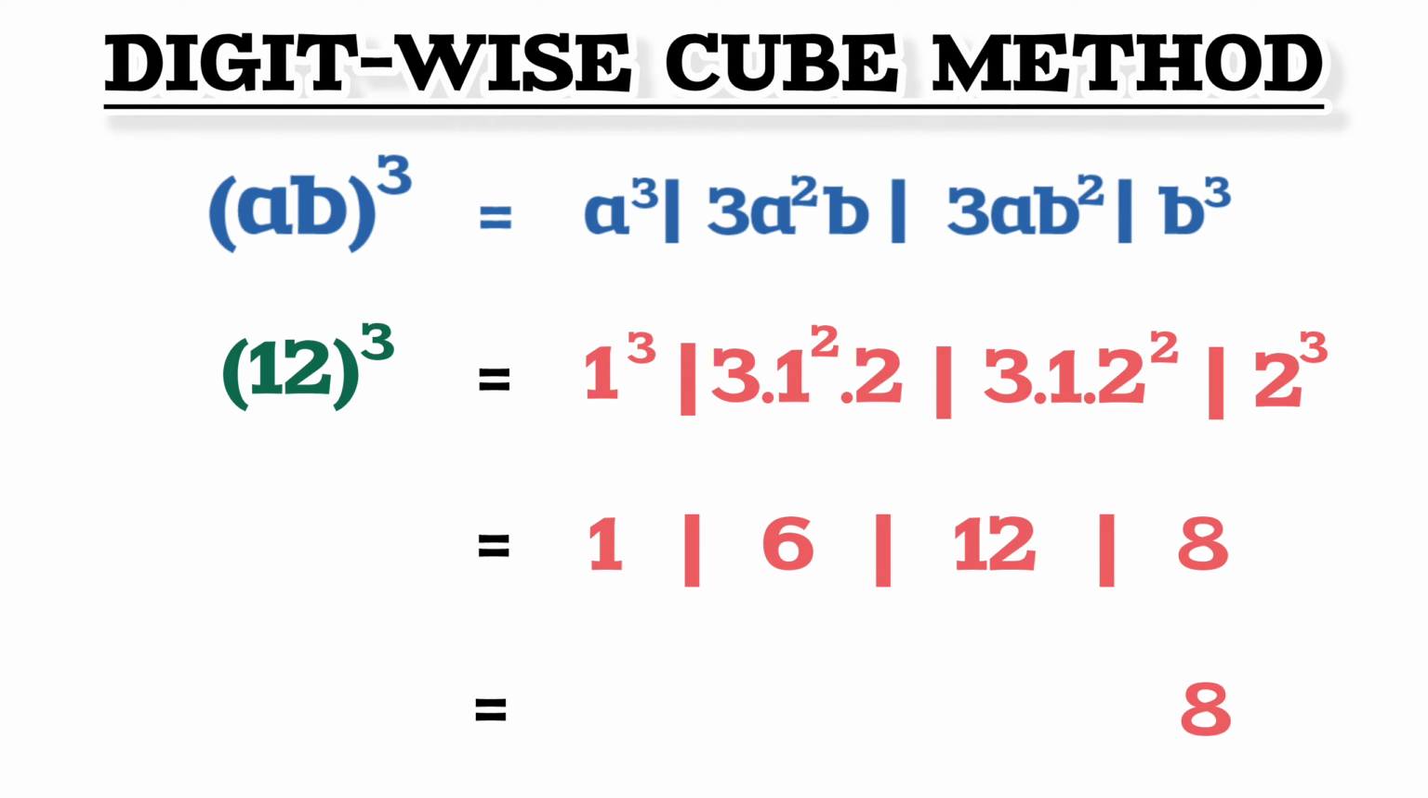So write 8 at the end. From 12, write 2 and carry forward 1 to the left side. So 6 plus 1 is 7, and lastly write 1. That gives the cube of 12 as 1728. Work with me on two more examples and you will never forget this.